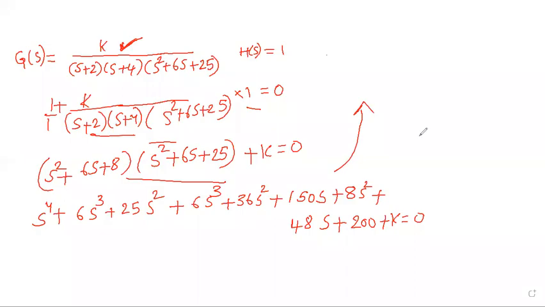So for this given open loop transfer function and unity feedback, finally the characteristic equation 1 plus G(s)H(s) equal to 0 becomes s power 4 plus 12s cube plus 69s square. The square terms are completed. Next, 150s plus 48s.